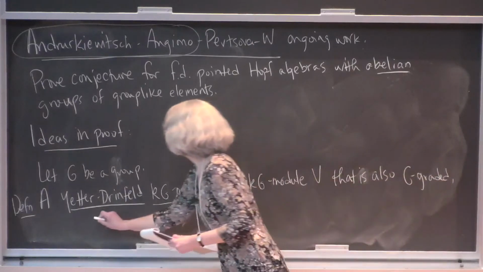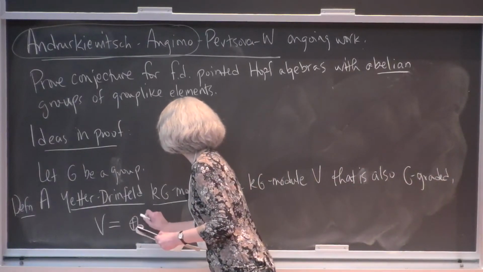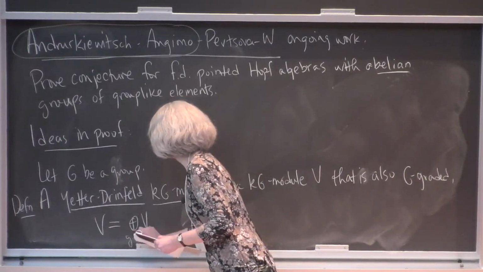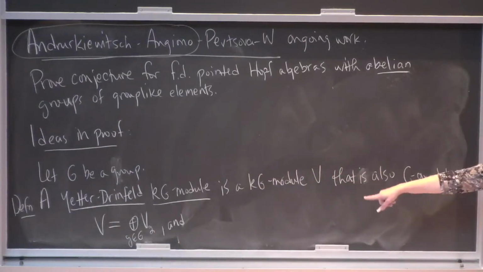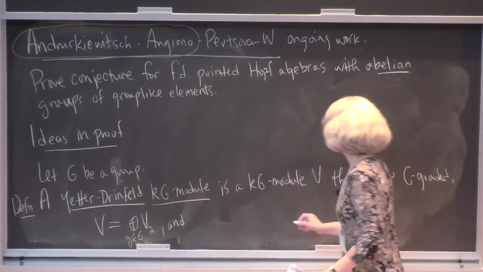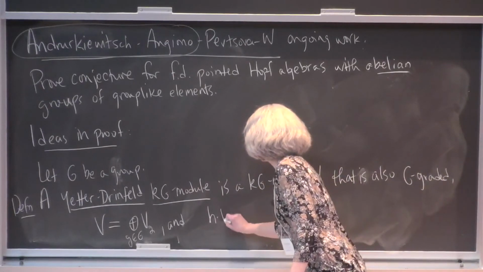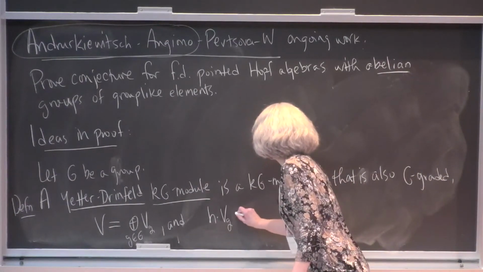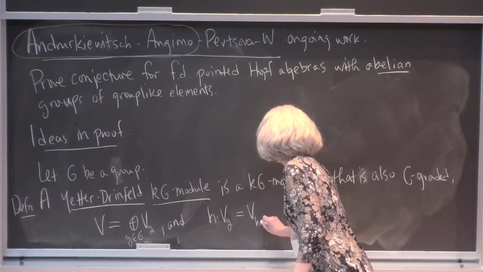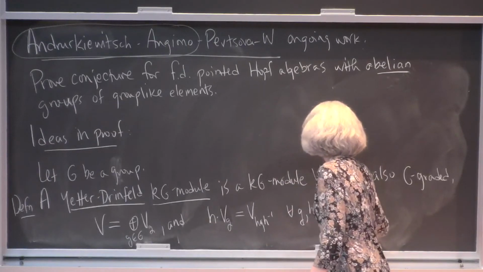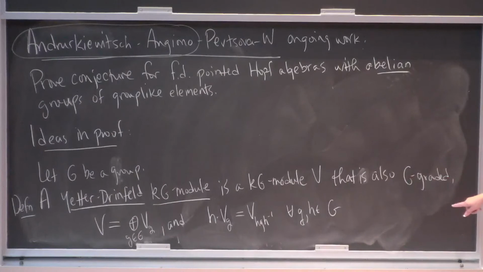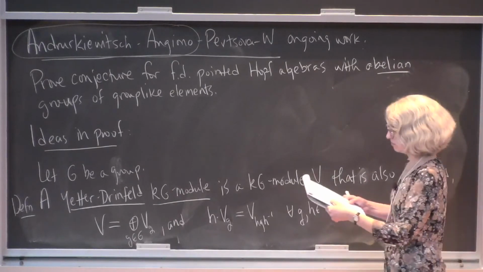In other words, V can be written as a direct sum of vector subspaces V sub G. And the module structure and the grading behave well with respect to each other in the sense that if you take a group element H and you apply it to V sub G, you'll land in V sub HGH inverse. Okay, so if the group is abelian, then that's just saying that these pieces are preserved under the action. Okay, so that's a Yetter-Drinfeld module.